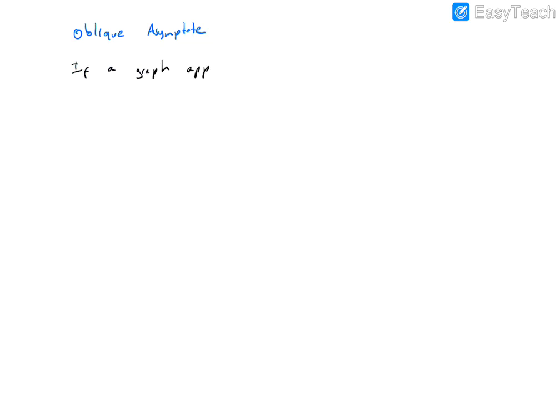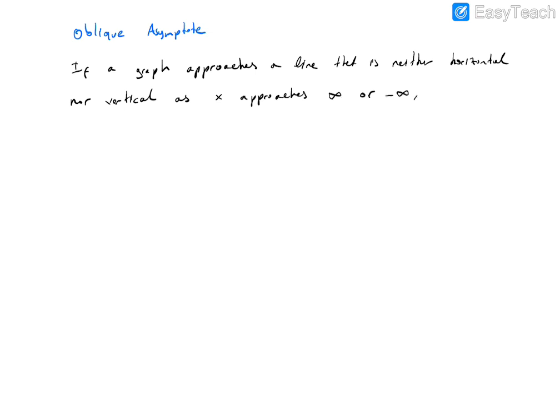If a graph approaches a line that is neither horizontal nor vertical, as x approaches infinity or minus infinity, then that line is called an oblique asymptote. Some books say slant asymptote.